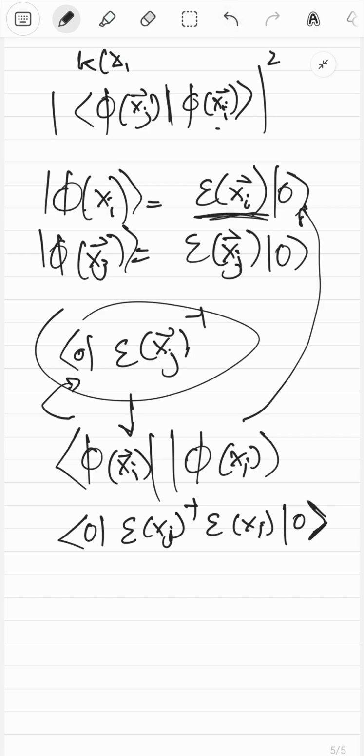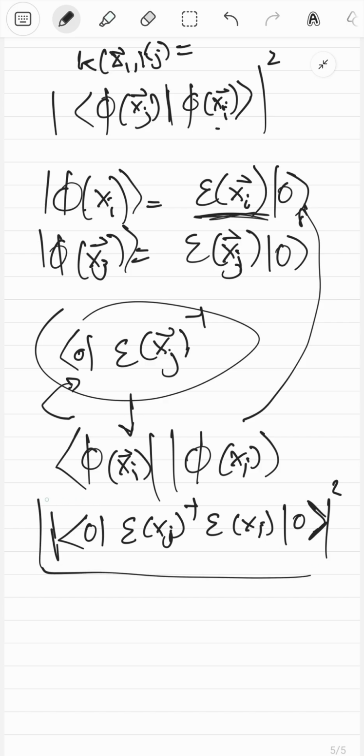So our k of xi xj is this quantity, which if you see, it's just like the probability of your phi xi vector being devolved into this phi of xj vector thing, right? But as I was saying, this is much easier to compute, and to compute that, you just take a norm and square that. Now this actually makes sense because this is very much similar to doing a bunch of operations on your quantum machine.